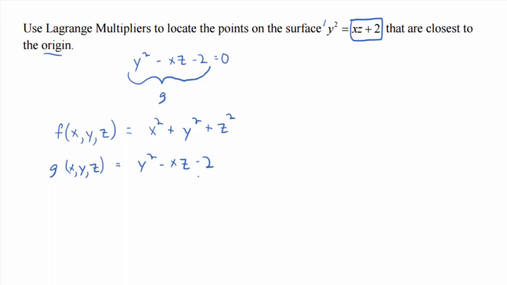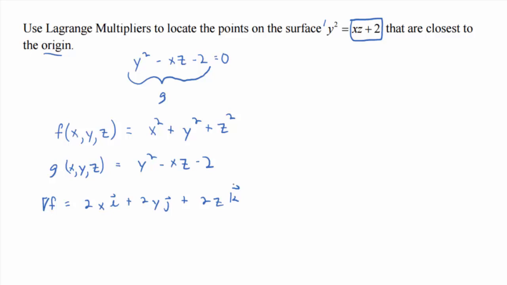And then we're going to take the partials, right? Del f. I mean, the partial is in the form of the gradient. So del f is what? 2x i plus 2y j plus 2z k. Does that make sense?